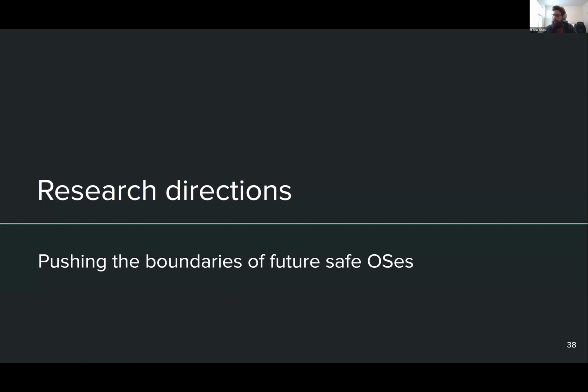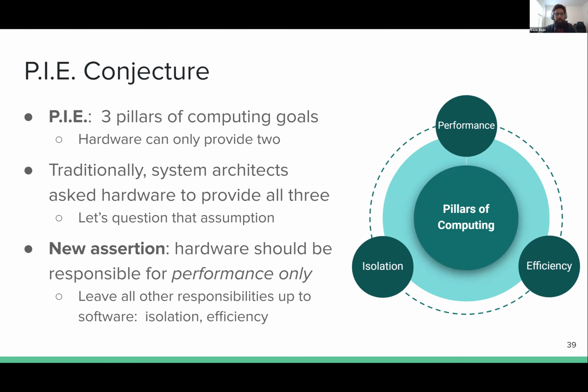Okay, so now that you understand the idea behind safe language, so I have, what, 15 minutes? Okay, great. What are folks doing to push the boundaries of safe language OS, right? In our group, we have this PIE conjecture. There are 3 pillars of computing goals: P for performance, I for isolation, and E for efficiency, right? The idea here is that hardware can only provide 2 of the 3 effectively, right? Traditionally, system architects, like those who built monolithic OSs, asked hardware to provide all 3 of these. And we would like to question that assumption.